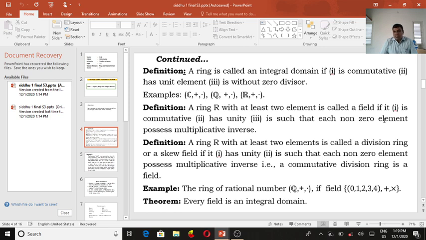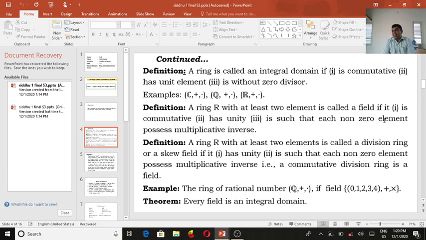What is a division ring, or skew field? A ring R with at least two elements is called a division ring or skew field if it has a unity such that each non-zero element possesses a multiplicative inverse. That is, a commutative division ring is a field. Every field is a skew field, but a skew field might not be a field. These are the definitions.